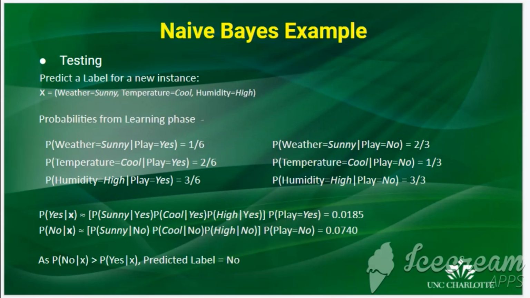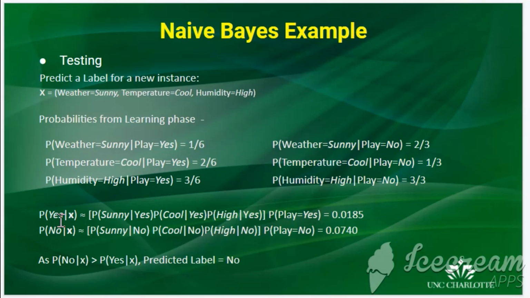From the above data, now we will be doing the testing, that is predicting a label for a new instance. X is equal to weather being sunny, temperature being cool, humidity being high. The probability from the learning phase for the weather being sunny and play being yes is 1 by 6. For temperature being cool and play being yes is 2 by 6. And humidity being high and play being yes is 3 by 6. The same goes for the other probabilities for weather and play, temperature and play, and humidity and play, for play being no and here play being yes.